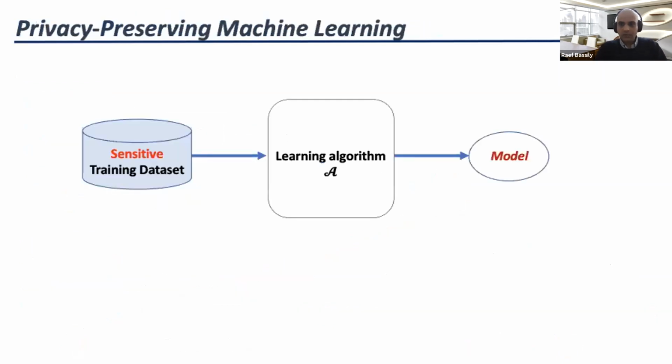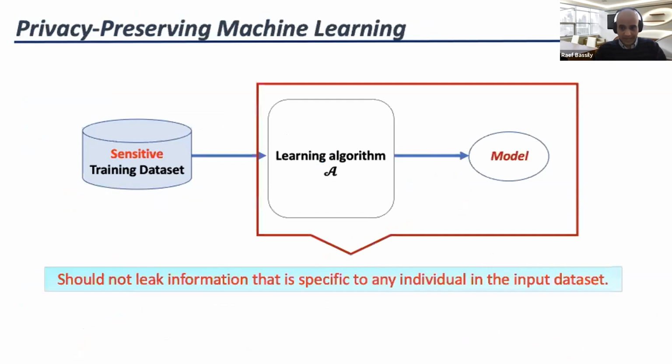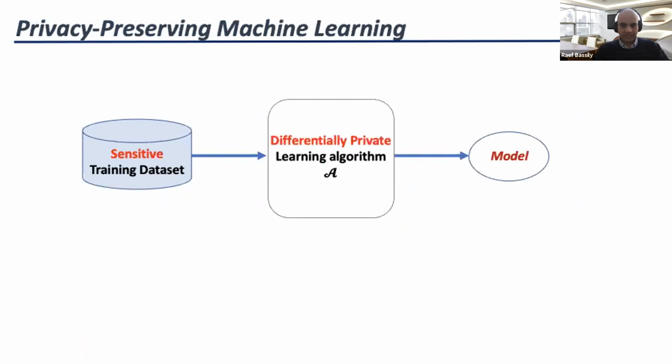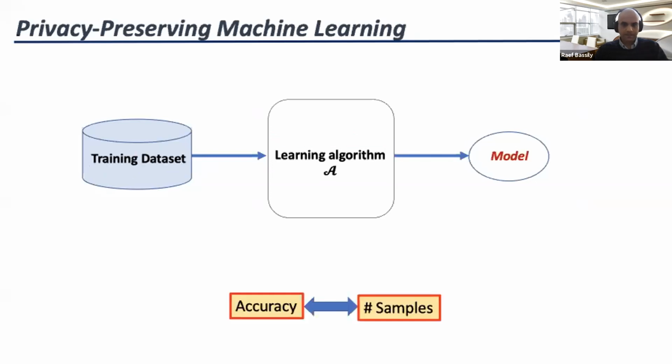One particular area where differential privacy has played a central role is privacy-preserving machine learning. And at a very basic level, here we have a private and sensitive data set, or training data set. And the goal is to design a learning algorithm that produces a predictive model based on this data set, such that the resulting model does not leak information specific to any individual in the input data set. And this is exactly what differential privacy guarantees. So the meta goal here is to design a learning algorithm that satisfies the notion of differential privacy, or in other words, to design differentially private learning algorithms.